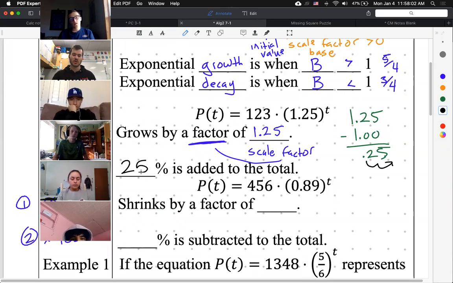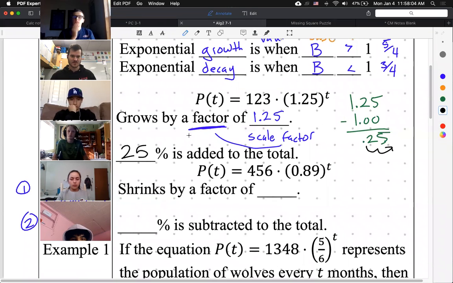Okay. So that was growth. What about decay? So instead of saying grows, I'm going to say shrinks, because it's decay now. Notice that it's decay because our scale factor is less than 1, 0.89. I think everyone can nod their heads. Yep, that's less than 1, Mr. Sindel.